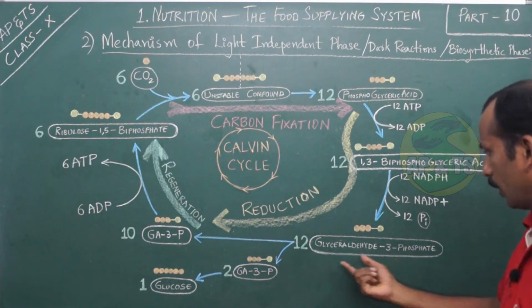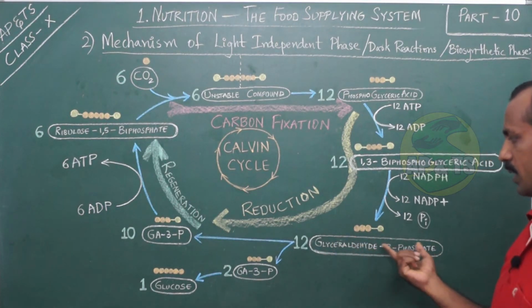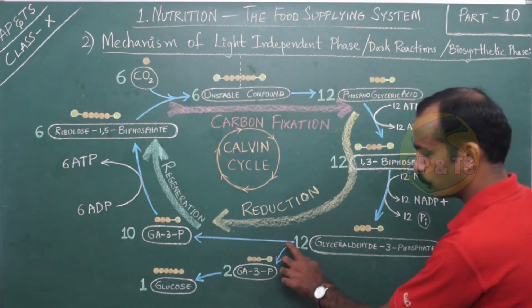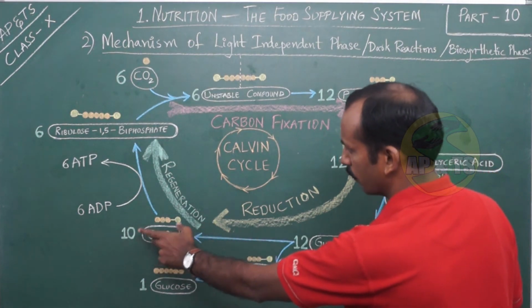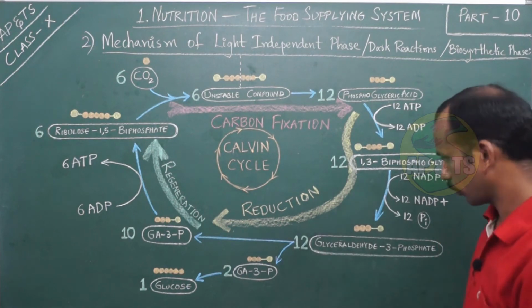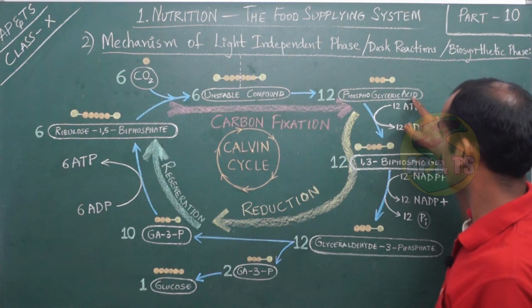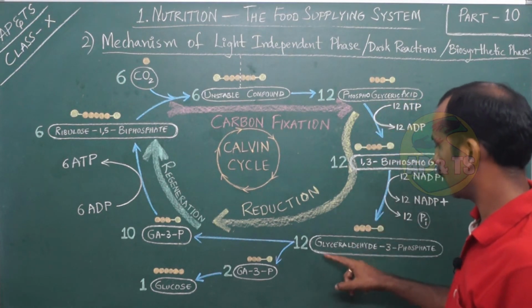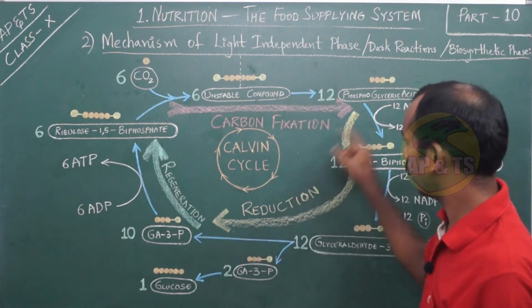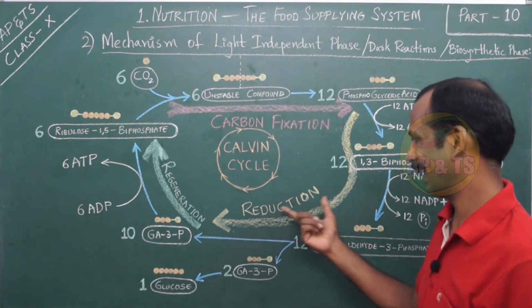Out of these 12 glyceraldehyde 3-phosphates, 2 were used for some purpose and the remaining 10 were used for some other purpose. That I will tell you. So, the stage from phosphoglyceric acid conversion to 1,3-biphosphoglyceric acid and from there to glyceraldehyde 3-phosphate, this total stage, you call it as reduction.